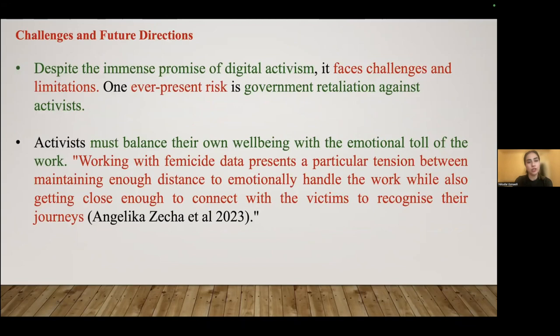One of the challenges of data activism: despite the immense promise of digital activism, it faces challenges and limitations. One ever-present risk is government retaliation against activists. Another is that activists must balance their own well-being with the emotional toll of the work, because working with feminicide data represents a particular tension between maintaining enough distance to emotionally handle the work while also getting close enough to connect with the victims and recognize their journeys.